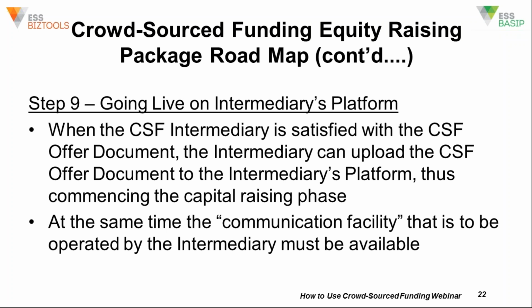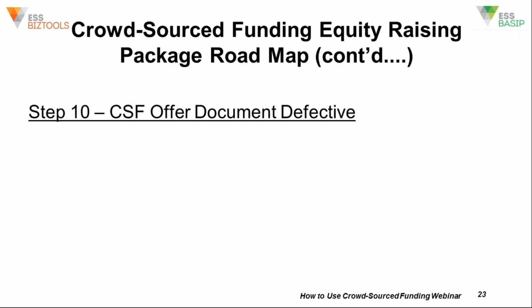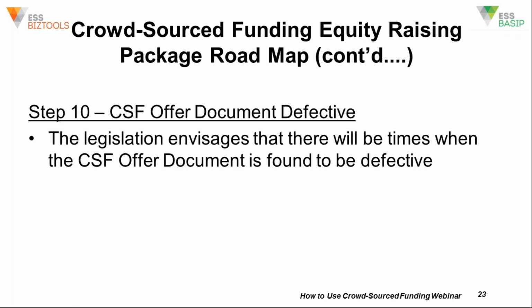The intermediary also needs to establish a communication facility, and that is there so that a member of the public is able to ask questions which have to be answered by directors, officers or managers of the company, and in some cases by the intermediary, him or herself. The CSF offer document is also to be reviewed. It could be defective, and if it is, it needs to be fixed.